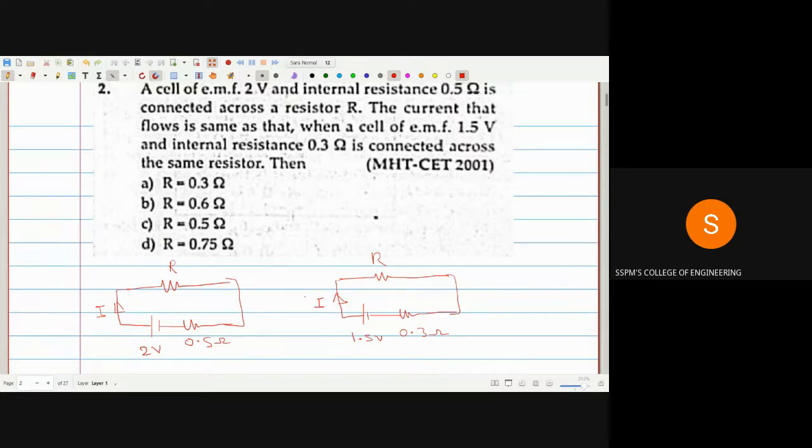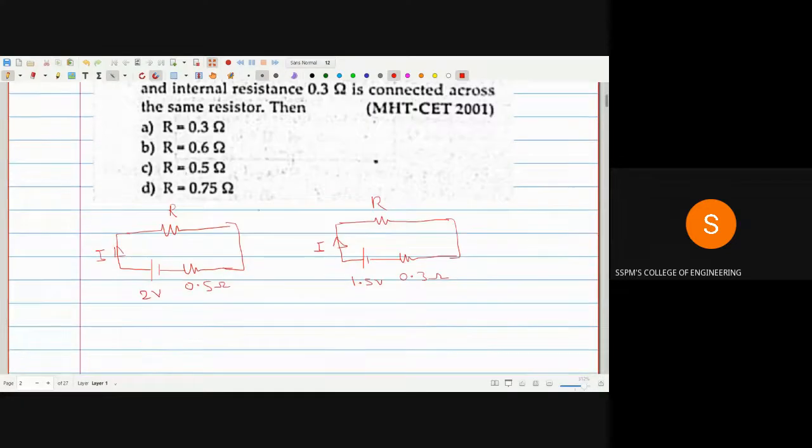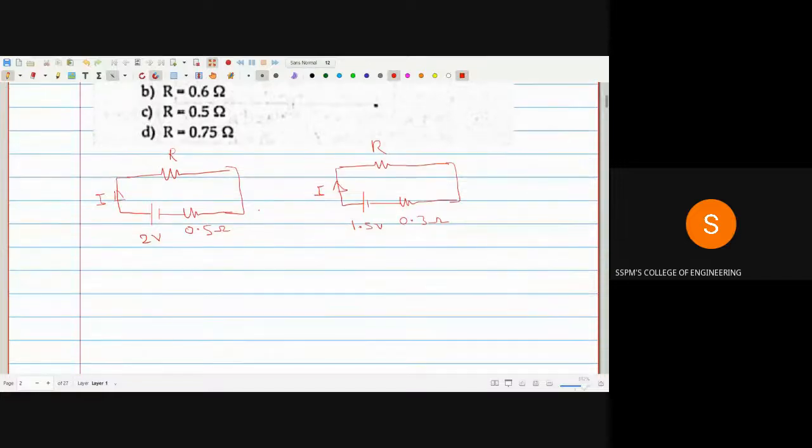दोन्ही केस मध्ये करंट सेम आहे. तर तुम्हाला काय फाइंड आउट करायचं, R फाइंड आउट करायचं. तर हे कसं फाइंड आउट करायचं, आता KVL रूल इथे अप्लाय करायचा आहे. अप्लाय KVL रूल. So according to the Kirchhoff's voltage law, the voltage equation is 2 minus I into R minus 0.5 into I is equal to 0. So after solving this equation, you will get the equation for current. Equation of current is 2 divided by 0.5 plus R.